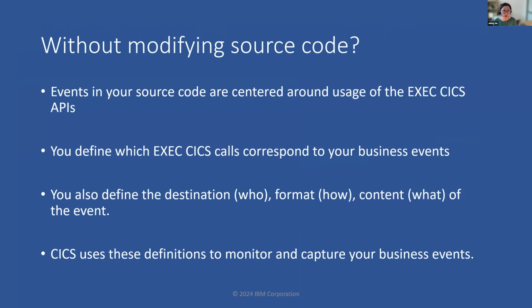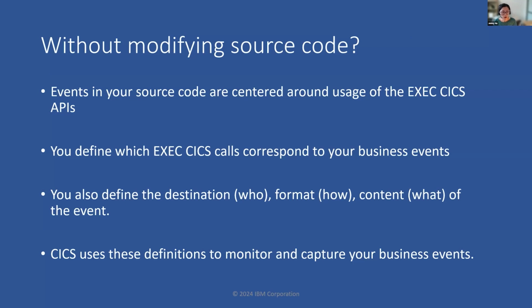So the events from your source code are centered around the EXEC CICS APIs. I will show you later the list of EXEC CICS APIs that we call event enabled, which means they can be filtered to trigger business events. What you need to do is define which EXEC CICS calls you want to monitor for business events.